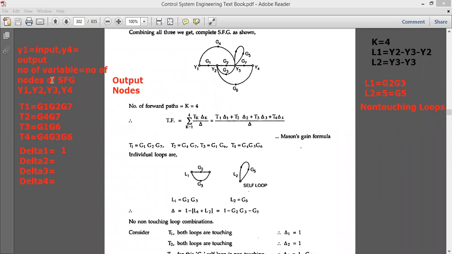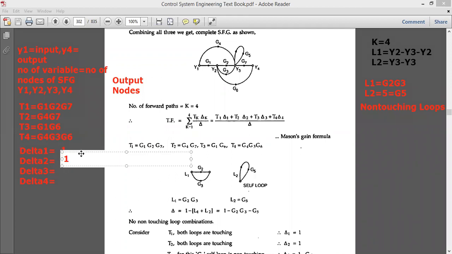Then take the second forward path and both the loops. Our second forward path is T2, that is G4 into G7. G4 is here and G7 is here. For G4 and G7, we have a touching point at Y3, because our T2 goes through Y1, Y3 and Y4. So both the loops are touching. Again, the value of delta here is equal to 1, so the value of delta 2 is also equal to 1.